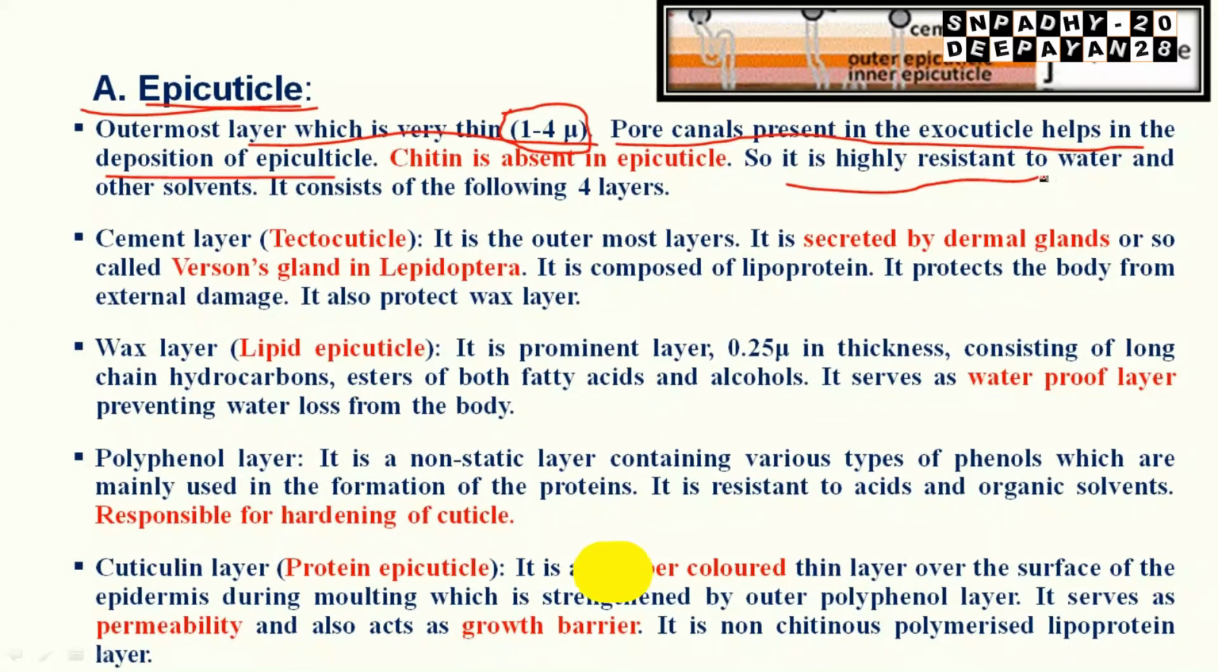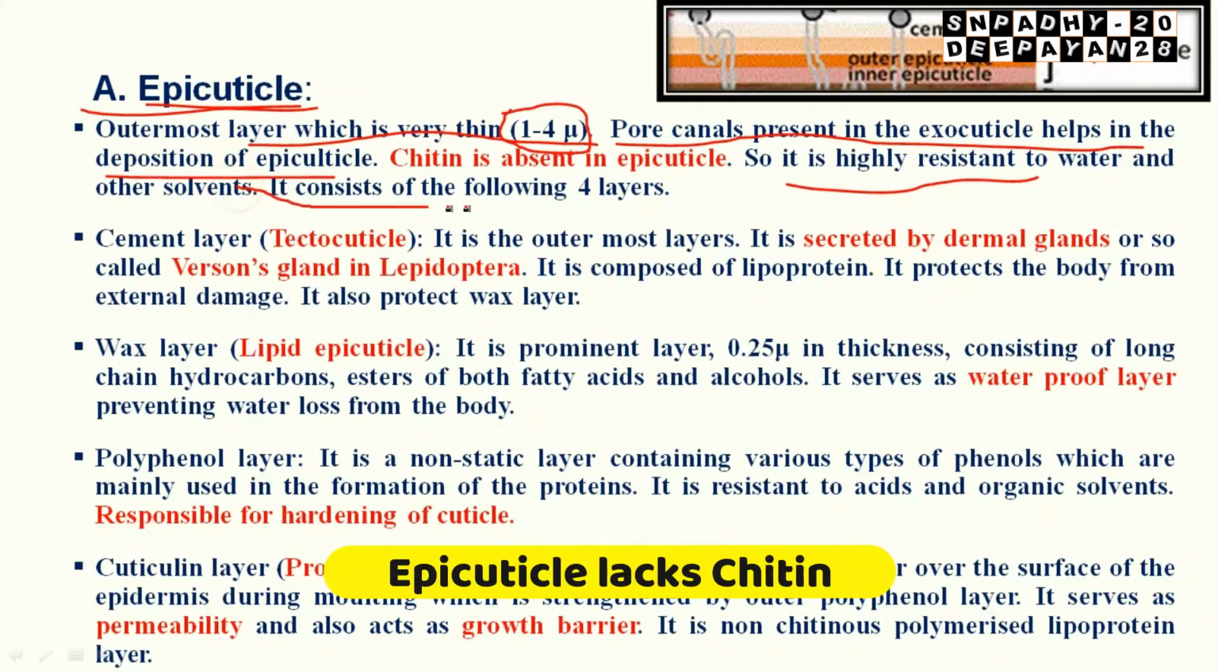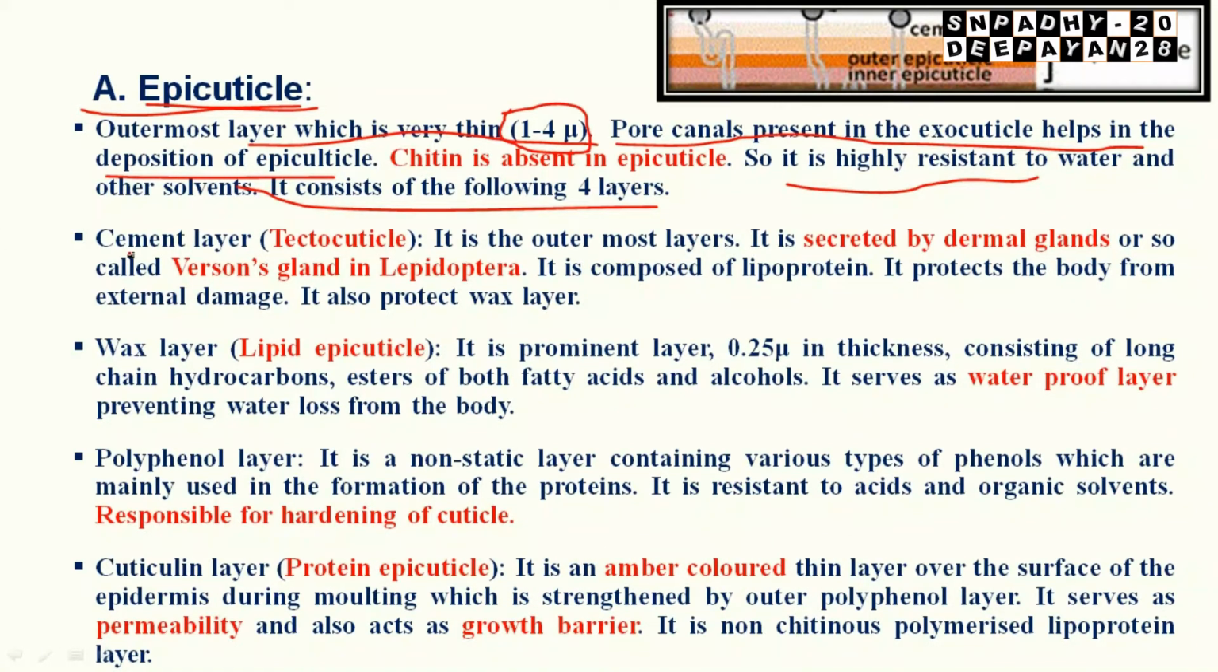It is highly resistant to water and some other solvents. It consists of the following 4 layers. What are the 4 layers? Cement layer, also called tectocuticle. Wax layer, also called lipid epicuticle. Polyphenol layer, also called phenolic epicuticle. Cuticulin layer, also called protein epicuticle. So 4 sublayers are there: cement layer, tectocuticle; wax layer, lipid epicuticle; polyphenol layer, phenolic epicuticle; cuticulin layer, protein epicuticle. One by one we will cover them now.